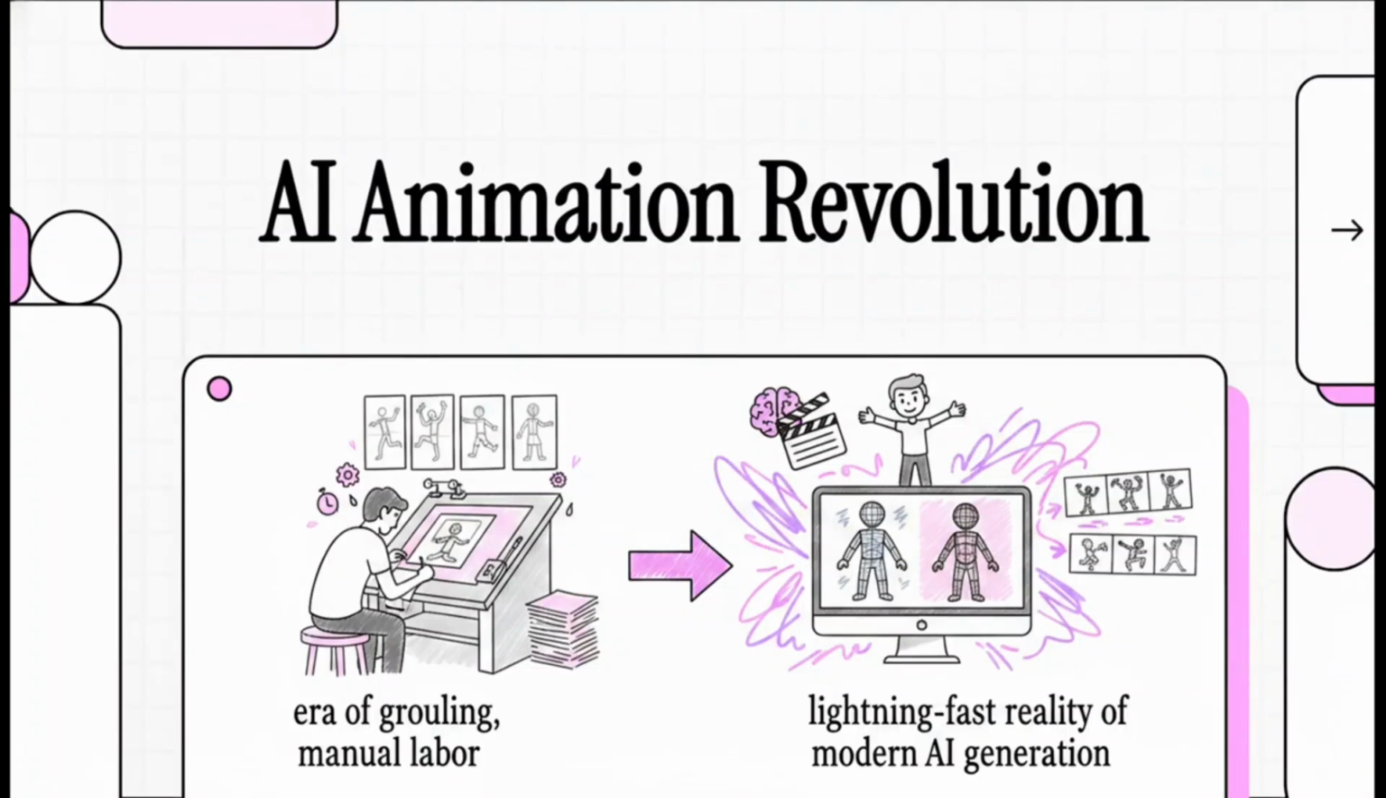Welcome to The Explainer. Today we're taking an absolutely incredible journey, tracing the evolution of digital animation. We're going to look at how we went from an era of grueling manual labor, where literally every single frame was a battle, to the lightning-fast reality of modern AI generation. We're exploring how the creator's role has fundamentally shifted from a painstaking artist to a high-level director. Get ready, because the way we create animated stories has completely transformed.